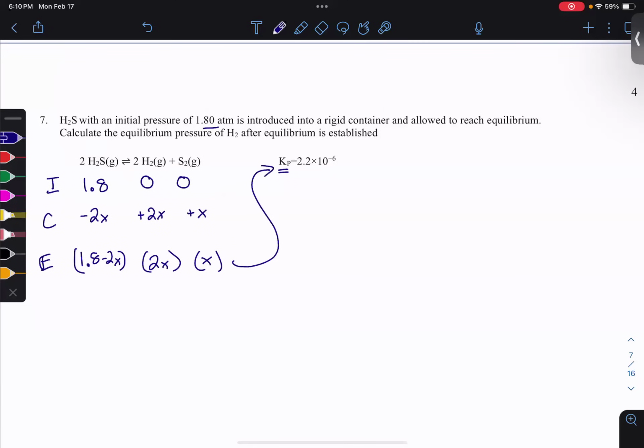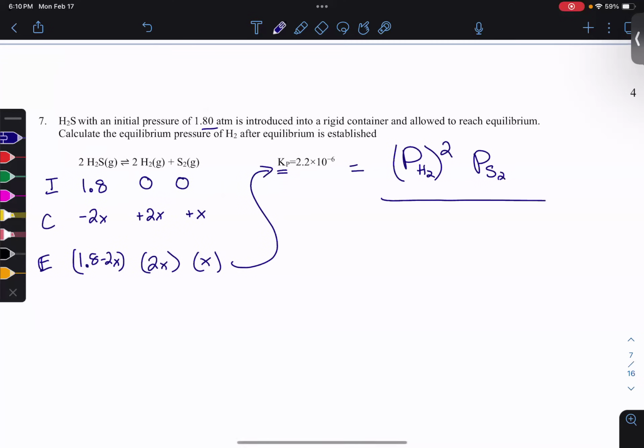Just like before, the E line goes into your K expression. So in this case, Kp is equal to the pressure of hydrogen at equilibrium squared, the pressure of the sulfur to the 1 power over the pressure of the reactant H2S squared. That is the K expression, where we use pressures instead of molarities here.